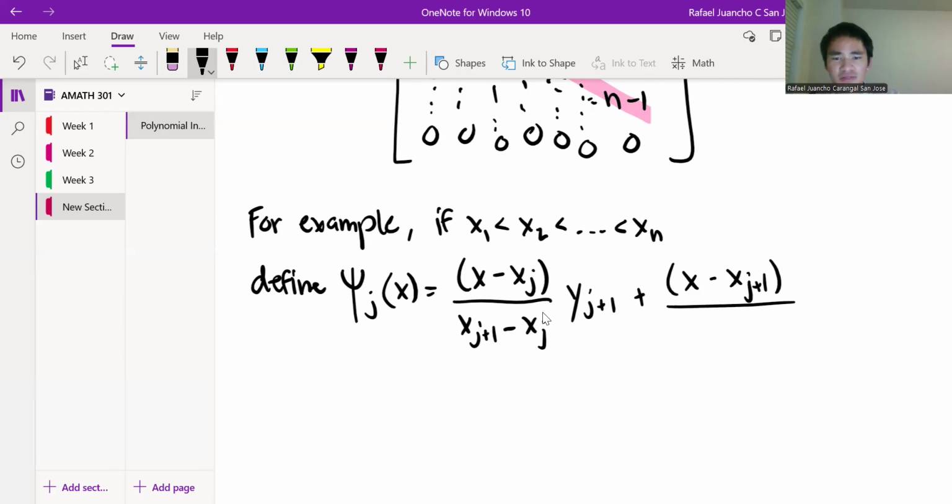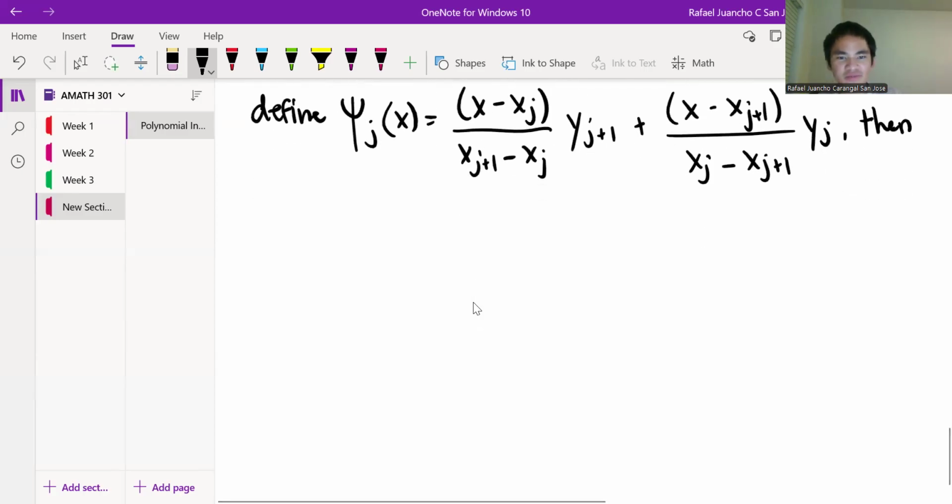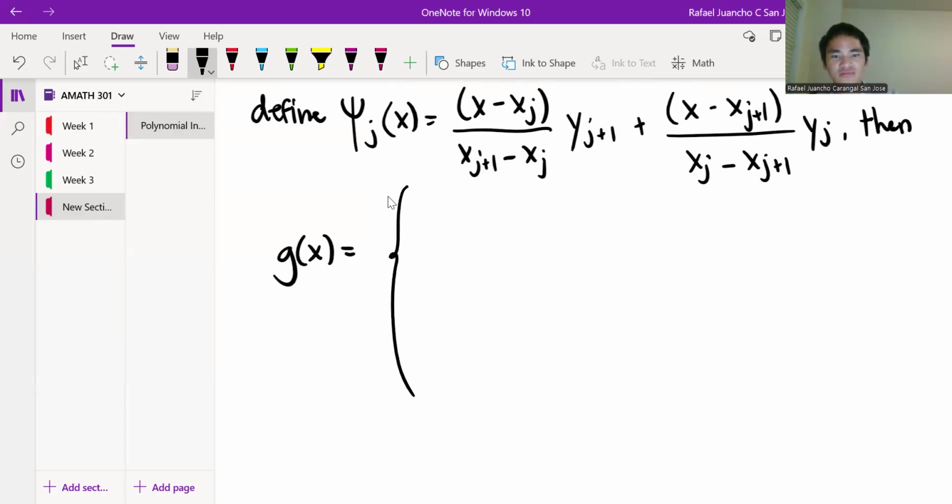So what do we notice here? Xj minus xj plus 1. Yj. Right? So what do we notice? It looks like a linear something. Not super sure. Then our interpolation or our function approximation, right, is going to be some piecewise.